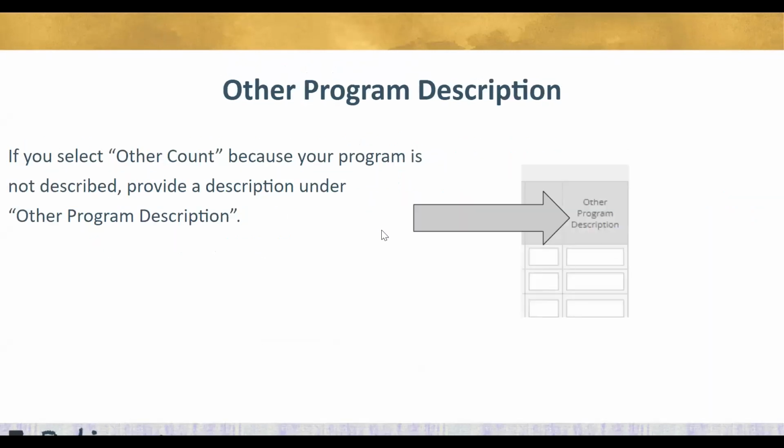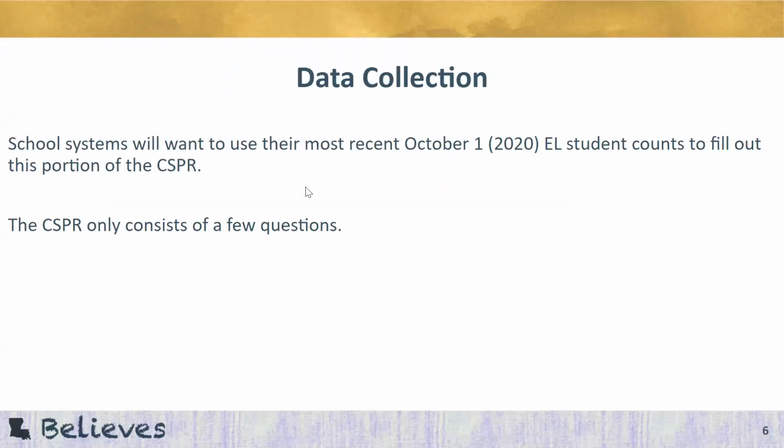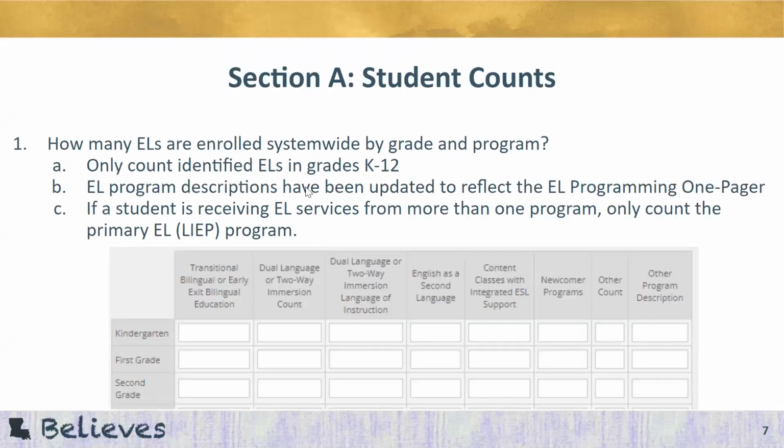How many ELs are enrolled system-wide by grade and program? I think that's where it gets a little harder, because a lot of times we'll know, oh, we have 9,000 ELs, whatever it is. But I need to know how many are enrolled per grade and per program that you offer, okay?